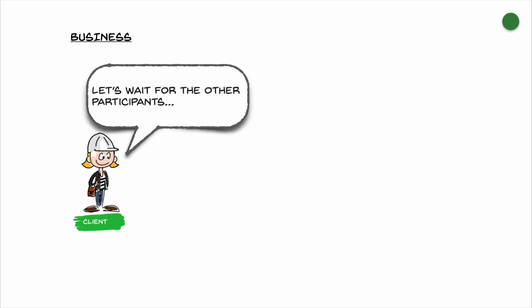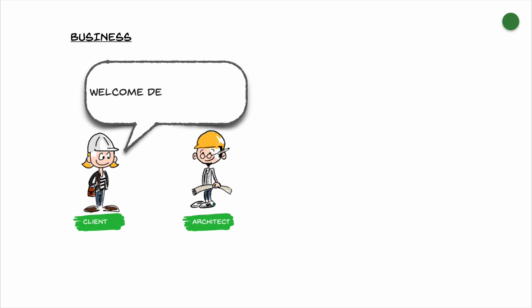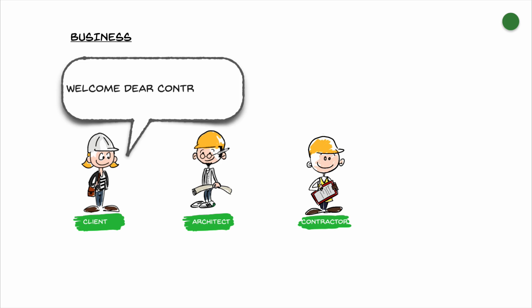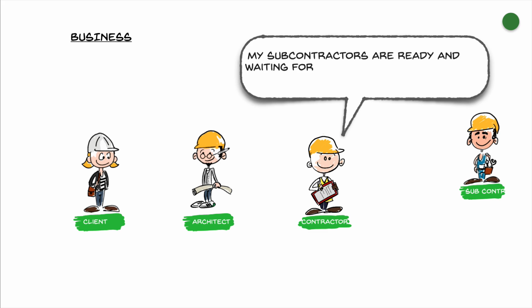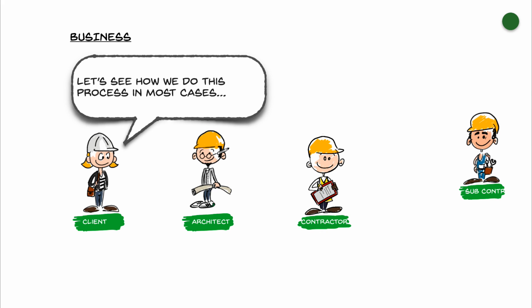It all starts with you on the construction project, kindly waiting for the other members of the project. First, the architect will join. The second to join is of course the contractor. From away, you have as well the subcontractors who are waiting for their lists of defects to be solved. Now let's take a more detailed look on how this handover visit happens in most cases.